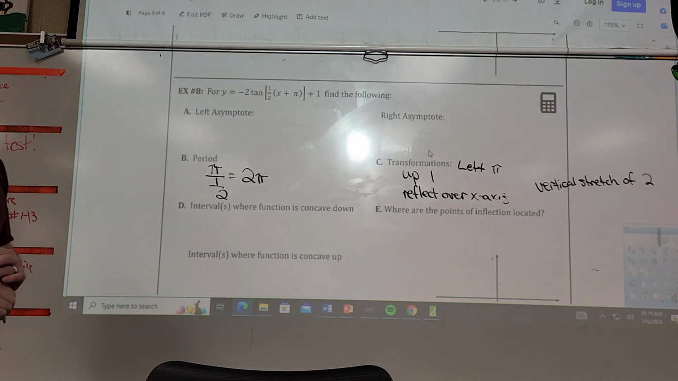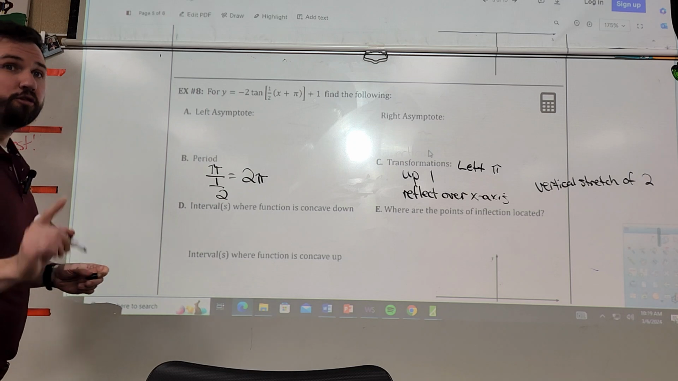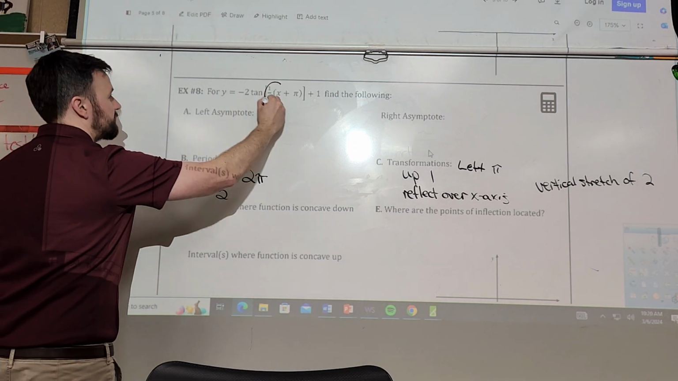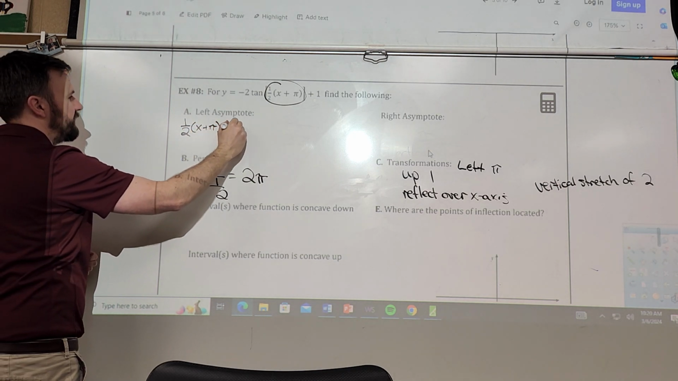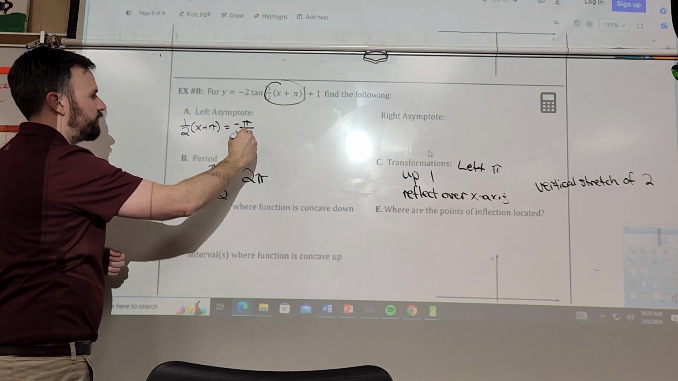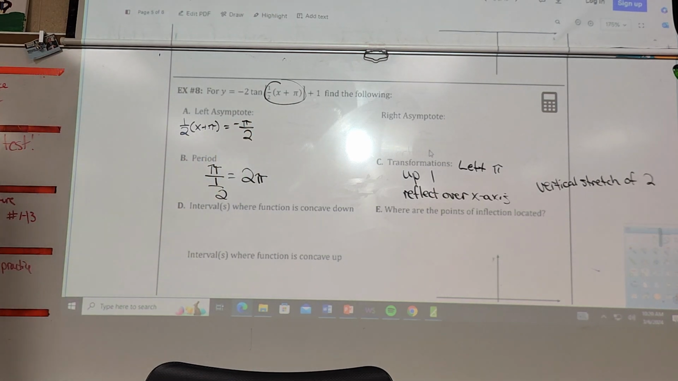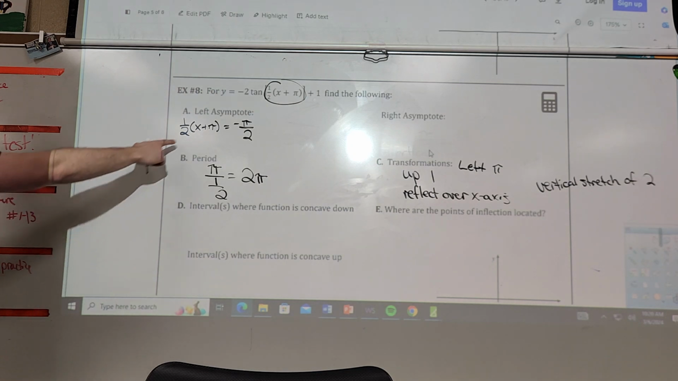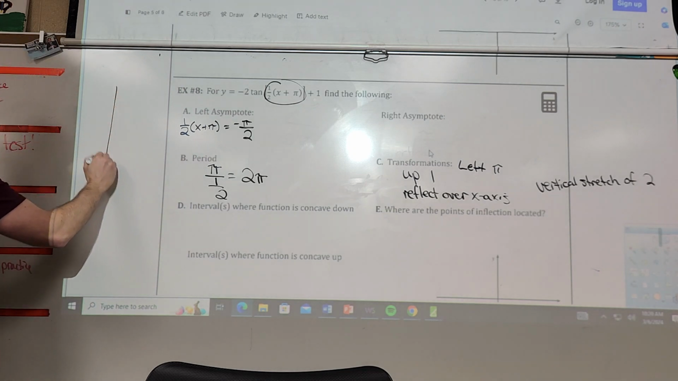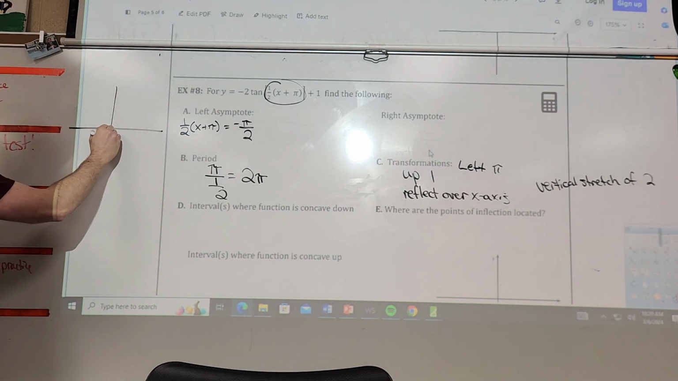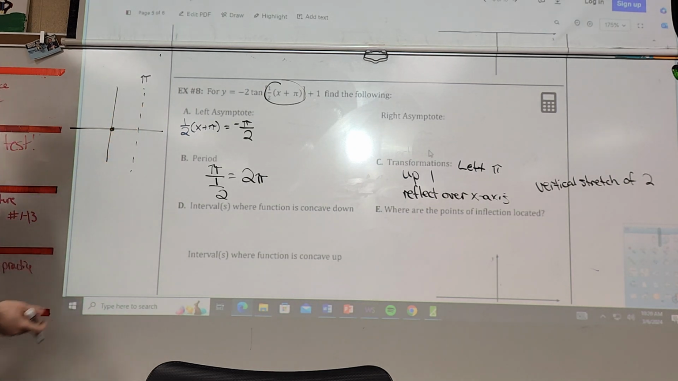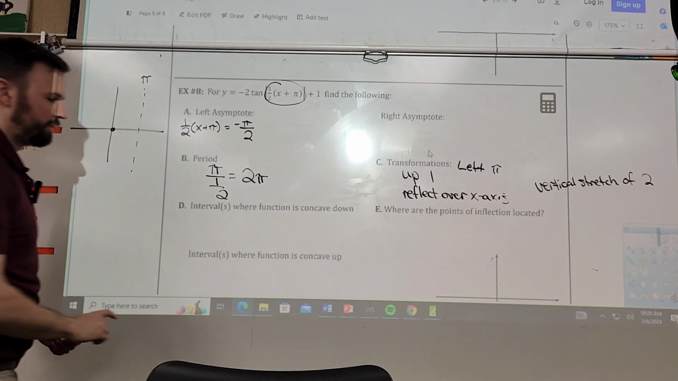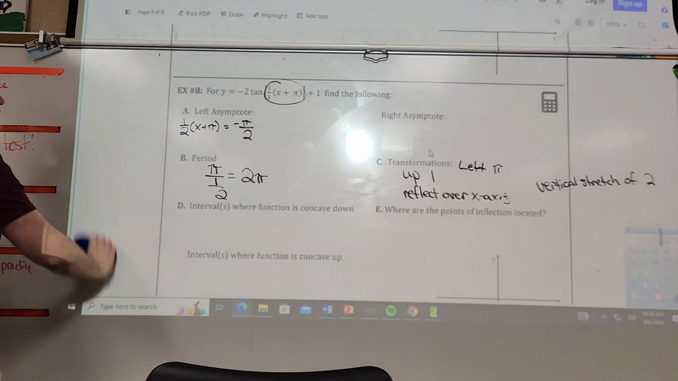All right, now again, you can do this the formula way for the left asymptote. You take this and set it equal to negative pi over 2 and solve it for x to see what the new asymptote is. That's not how I do it, but you can do that. What I would do is think about it. I would move my 0, and then move the asymptote around it. So I don't need to do this part. I'm going to do this.